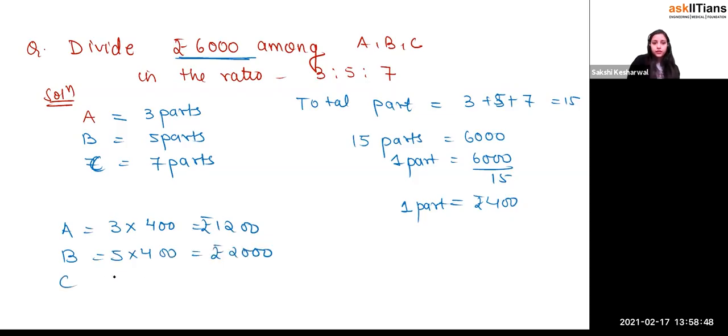And C is going to get 7 parts. That is equal to 7 into 400, which is equal to 2,800 rupees, right? So if you add it up, it will be equal to 6,000, or not? Now you have done the division.